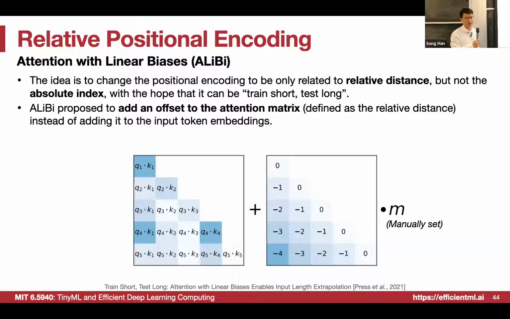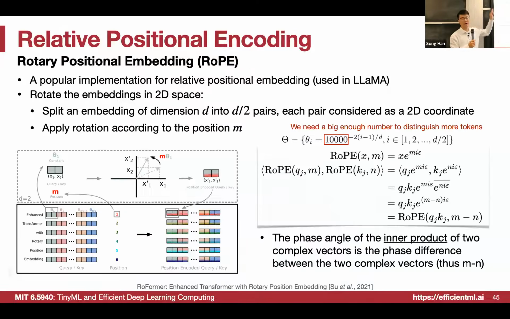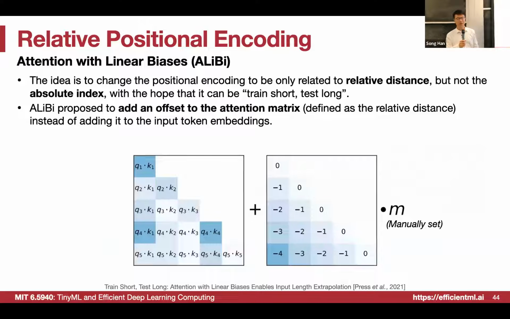So let's see two examples of relative positional encoding. One is this ALiBi encoding, the other is this RoPE embedding. Let's see first this ALiBi encoding. The idea is to change positional encoding only related to the relative distance, but not the absolute index. So here is the attention map.